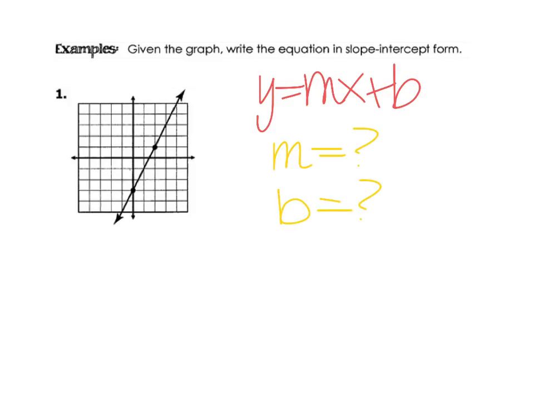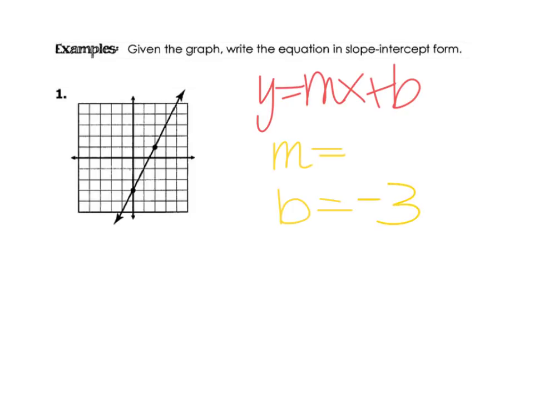So we can easily identify our b by looking at the y-axis, which is this vertical line. That's our y-axis. This is our x-axis. So our b is, where does our graph cross the y-axis? Well, it crosses the y-axis at this point. So we go from 0, 0, and we go down 1, 2, 3. So our b, or our y-intercept, is going to be -3. So b is -3.